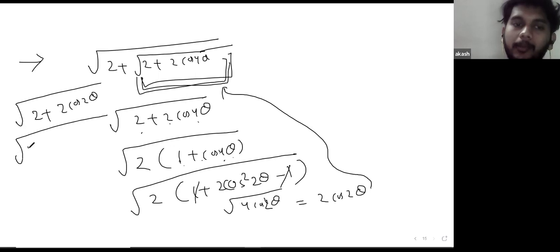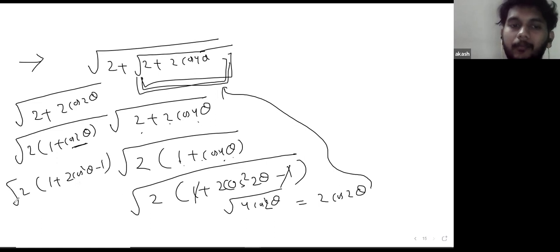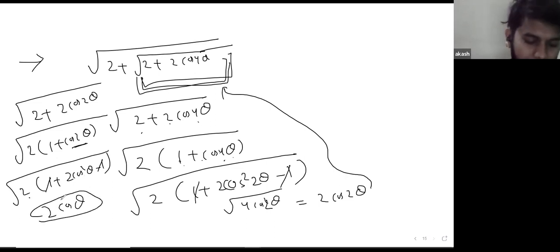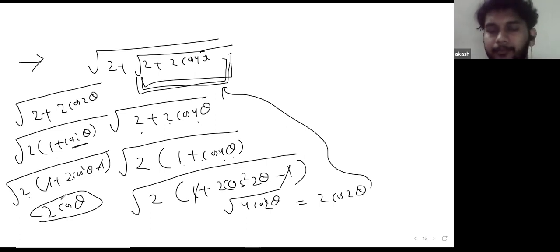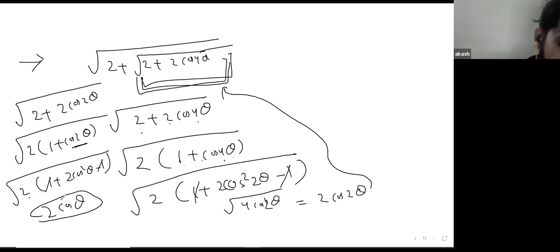Now again take 2 common, so 1 plus cos 2 theta. Put the value of cos 2 theta, so 1 plus 2 cos square theta minus 1. 1 and minus 1 is cancelled, so this is 4 cos square theta. Under root it is 2 cos theta. Proved. All right, clear? Yes.